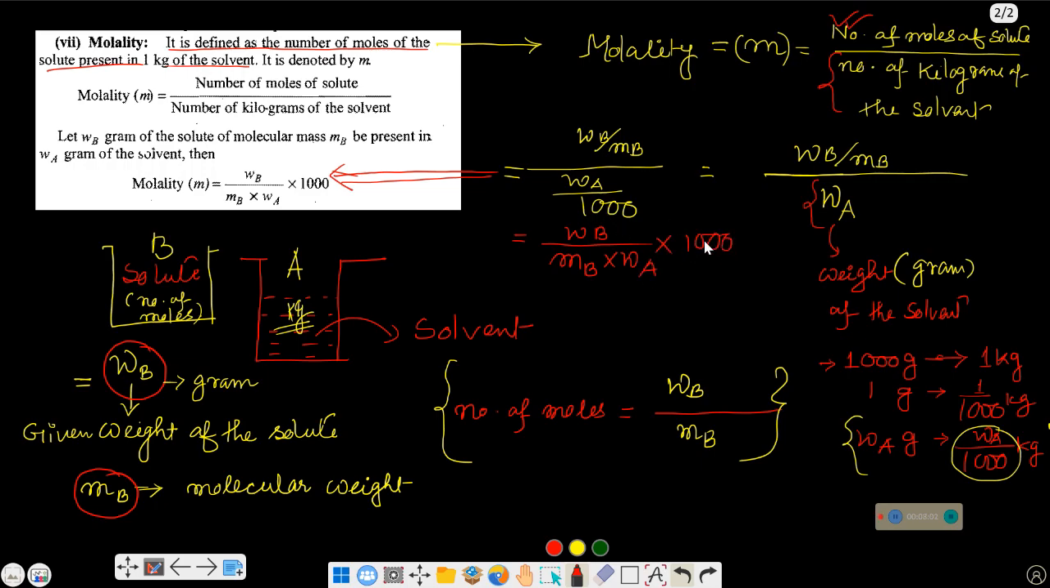Okay. So now this equation is exactly equal to this equation, similar to this. Okay, so we have derived this equation. So now what is molality? Molality is defined as the number of moles of the solute present in 1 kg of the solvent.